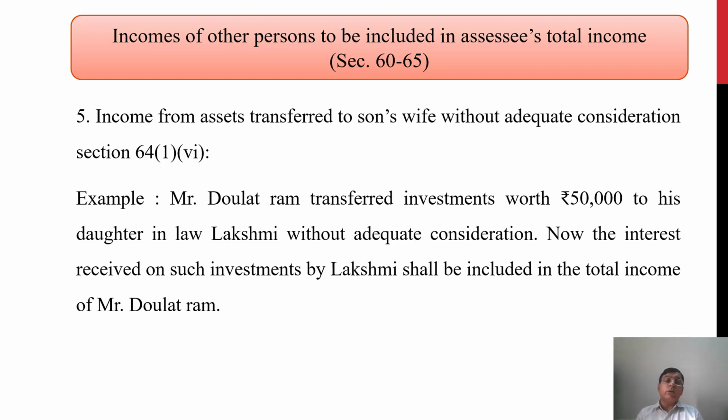For example, Mr. Daulatram transferred investments worth rupees 50,000 to his daughter-in-law Lakshmi without adequate consideration. In this case, the income received from such investment by Lakshmi will be clubbed into the total income of Mr. Daulatram. Means the tax liability will be borne by Mr. Daulatram, not by his daughter-in-law.